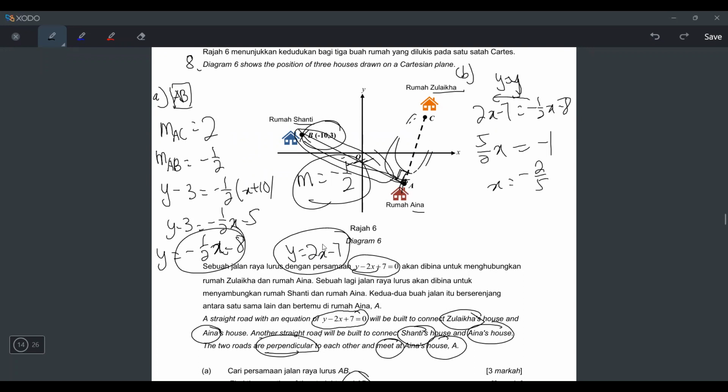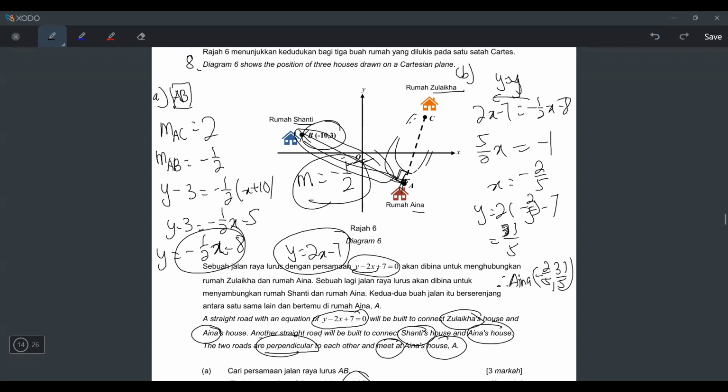But I still need to find y. So let's substitute into this equation. Actually, this also can. But I substitute into this one. y equals 2 bracket minus 7. Here x is negative 2 over 5. So equals negative 4 over 5 minus 7. Let's press. What is negative 4 over 5 minus 7? So it's negative 39 over 5. Okay. So the Aina coordinates, Aina's house, is negative 2 over 5, comma negative 31 over 5. But I'm not sure if I did everything correctly.